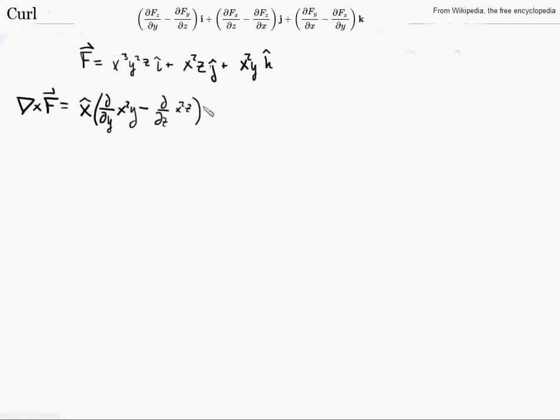Oh, I could have written it as I hat, but I'm going to write j hat. I'll fix that in a second. And then for the j hat, I'm going to do the partial with respect to z of the x component, x cubed y squared z. And then minus, I'm going to switch it around, so I'm going to do d dx of the z part, x squared y.